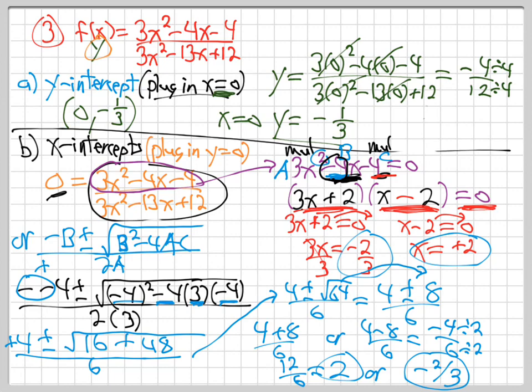So the final answer, I'll put it over here, is (2, 0) and (-2/3, 0). Because again, these x values go with a y value of 0, because it came from y equals 0. So there's the x-intercepts. It's a lot of work. Let's go to part C.